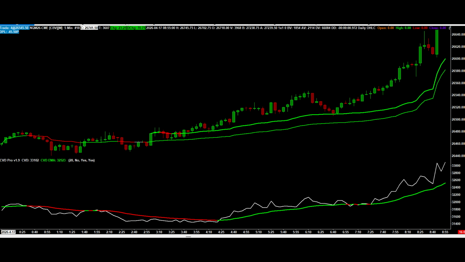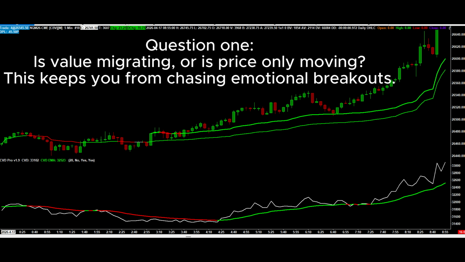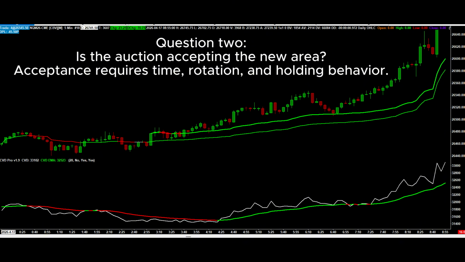Okay, here's a practical checklist. Before taking a trade using CVD Pro and the SMF value migration study, ask 5 questions. Question 1, is value migrating or is price only moving? This keeps you from chasing emotional breakouts. Question 2, is the auction accepting the new area? Acceptance requires time, rotation, and holding behavior.